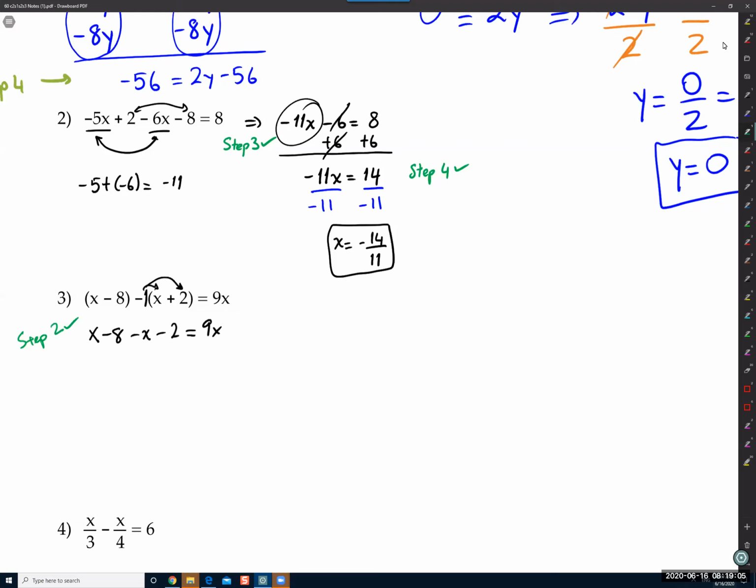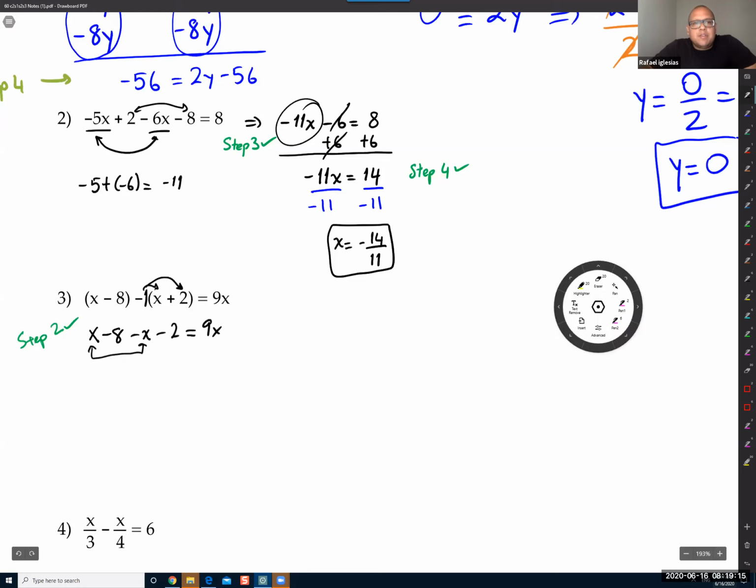You see the like terms in here? Yes, I see the like terms. x minus x. What is x minus x? Professor, I got a question about this. Yes. In step 2, why is it that you just dropped the parentheses on x minus 8, but you distributed for the x plus 2?